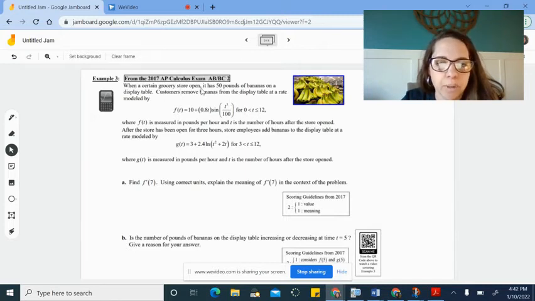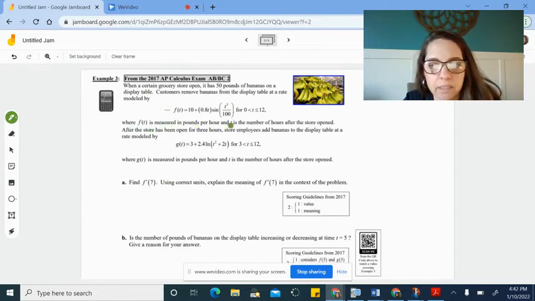When a certain grocery store opened, it has 50 pounds of bananas on the display table. Oh, I like bananas. Customers remove bananas from the display table at a rate, from 0 to 12, where F of t is measured in pounds per hour and t is the number of hours after the store opened. After the store has been open for 3 hours, store employees are putting some back. So they're adding them back in, but that starts at time 3 and goes up to time 12.